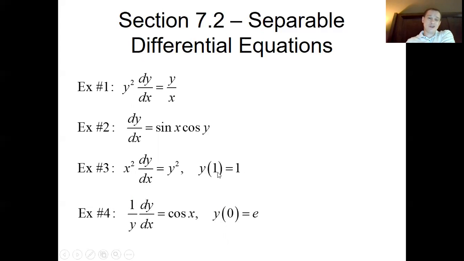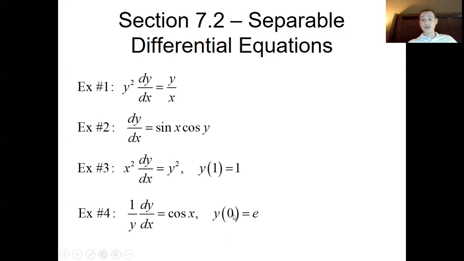We got 4 examples to look over today. The first 2 are just straight up differential equations. The second 2 are also differential equations, of course, but notice that these 2 have initial conditions given. They're telling you in number 3 that when you plug in 1 for x, you should get out 1 for y. And they're also telling you in number 4 that when you plug in 0 for x, you should get out e for y. So they're giving you some initial conditions.